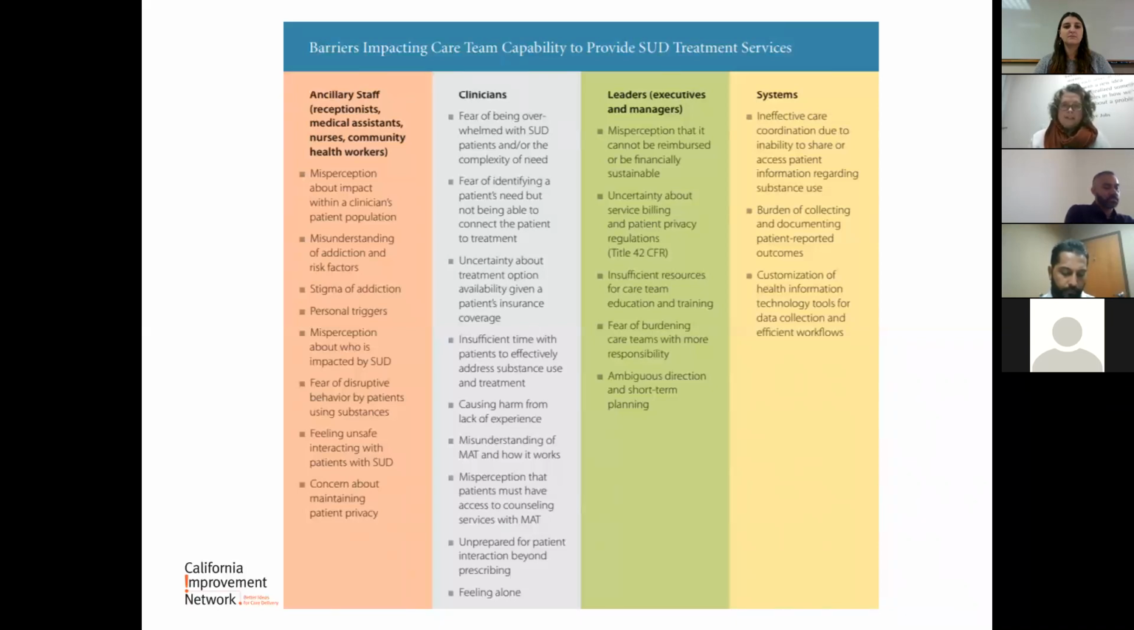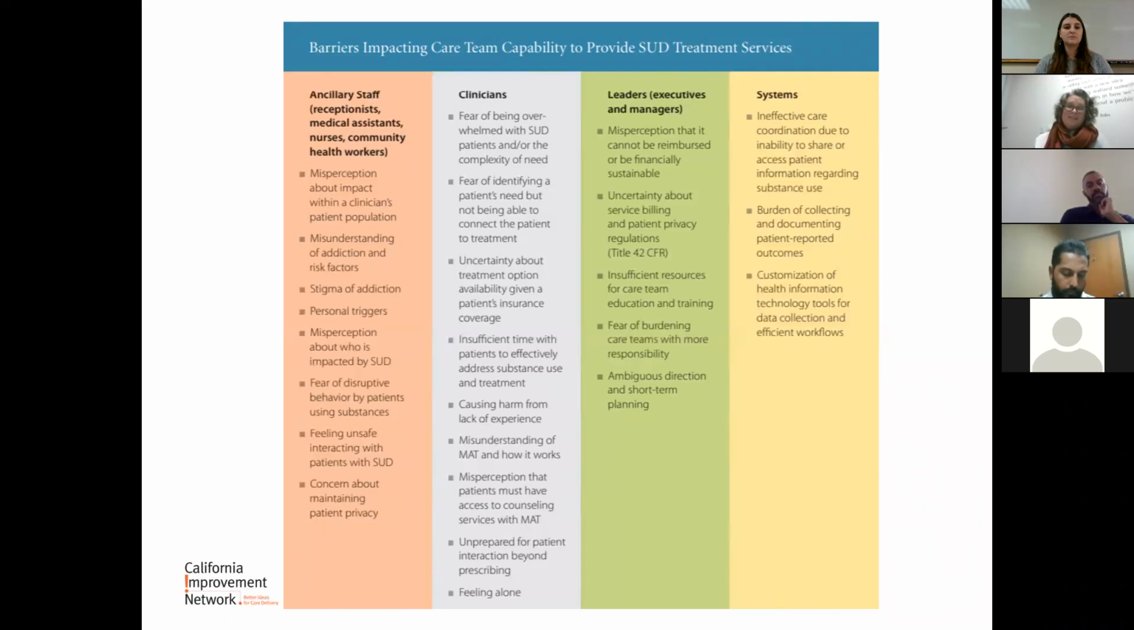And then with leaders, as you pointed out in the poll, it's an important priority in your organization to integrate substance use disorder treatment, but there was a lot of fear from leaders about burdening care teams with more responsibility. We heard some of that, and really uncertainty about how to navigate some of the regulatory issues, whether it be billing or patient privacy, and so it was unclear what infrastructure needs to be built to support some of that.